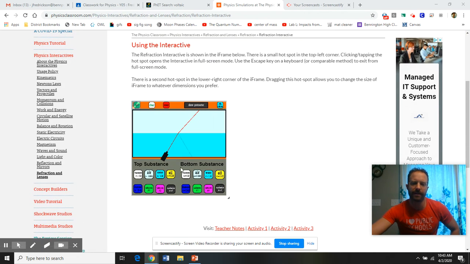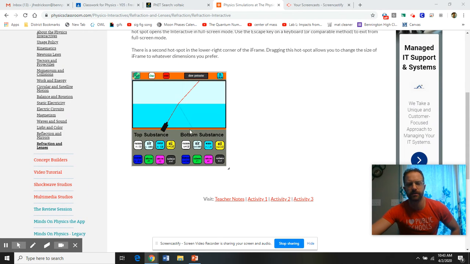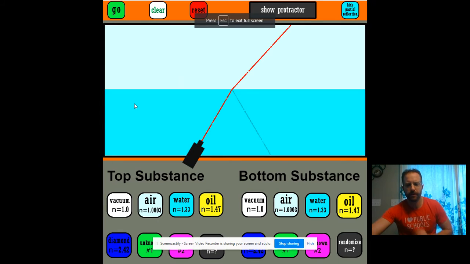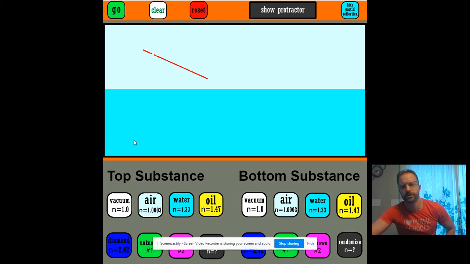I left a link for it, but if you need help with it, it's physicsclassroom.com. Go to the interactives, and then refraction is right down here. There are some other good simulations too, but we don't need to spend all day on the simulation. If we go to this one, you've got a little laser thing here where you can put it wherever, and then you hit go, and it shows you how that laser would shine through it.